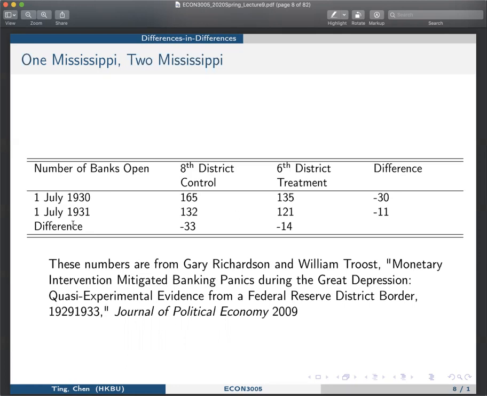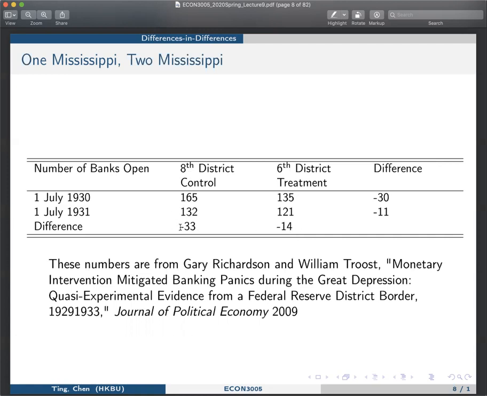Then after the crisis, one year later, on July 1st of 1931, the number of banks in the 8th district is 132, and the number of banks in the 6th district is 121. You can see that one year after the crisis, the number of banks dropped significantly. For the 8th district, 33 banks went bankrupt, but in the 6th district, 40 banks went bankrupt.